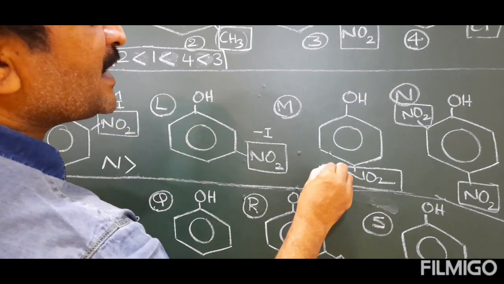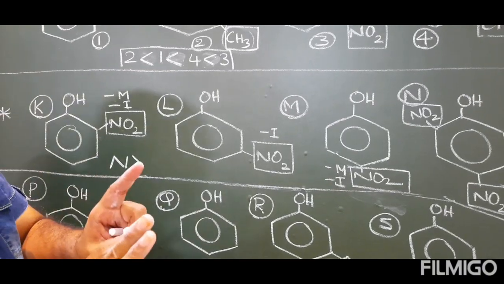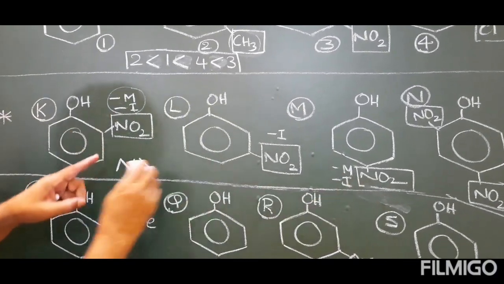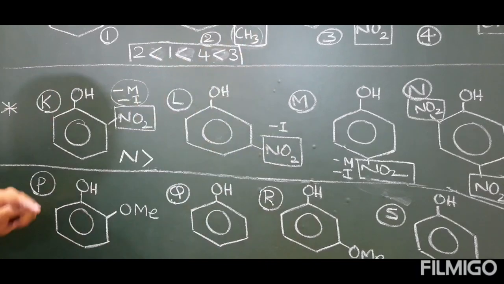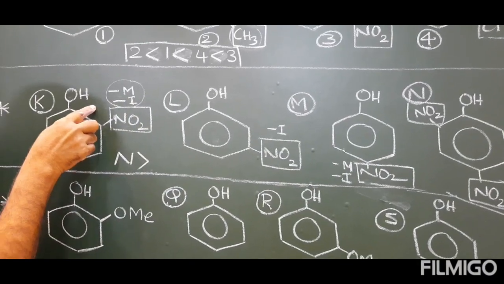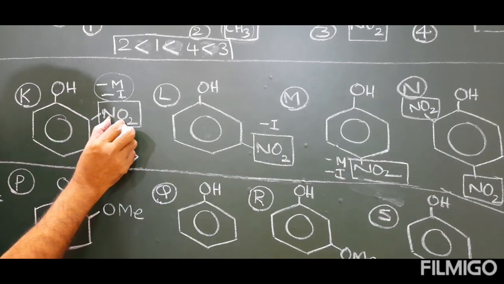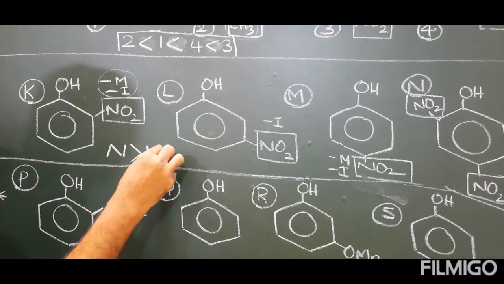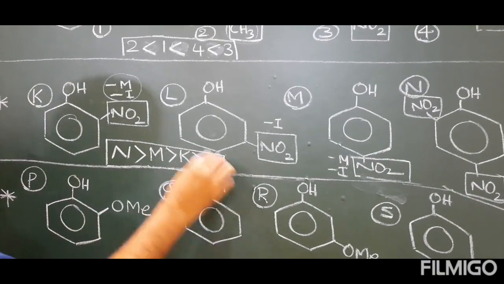Come to here, it shows minus M effect and minus I effect. Right? Whenever the minus M and minus I effects are there, minus M effect will dominate. So when compared with these three, it is a weaker acid. Among the K and M, which is the stronger acid? As per our knowledge, it has more minus I effect. We are expecting it is a stronger acid. But due to the formation of intramolecular hydrogen bond, its acidic strength decreases a little bit. Automatically the other's acidic strength will increase. So N greater than M, M greater than K, K greater than L. This is the order of acidic strength of the given compounds.